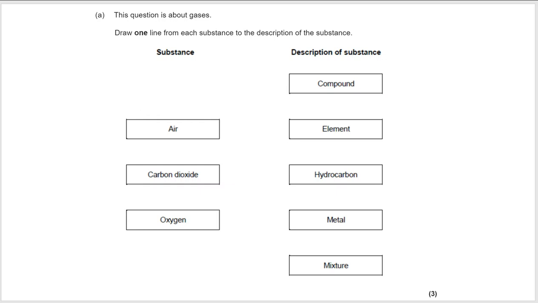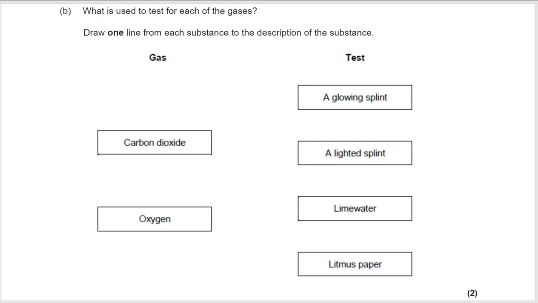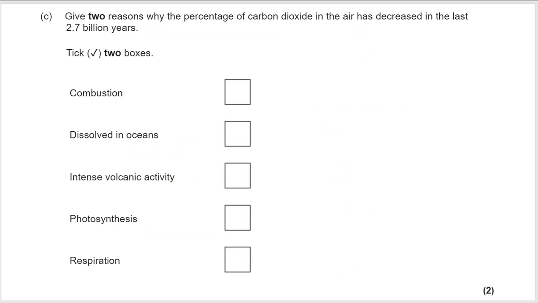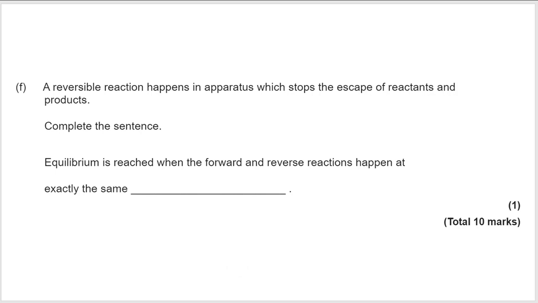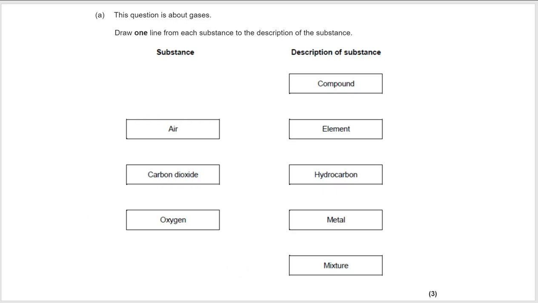So here is part A, part B, part C, parts D and E, and finally part F. A total of 10 marks available. So now let's go back and take a look.